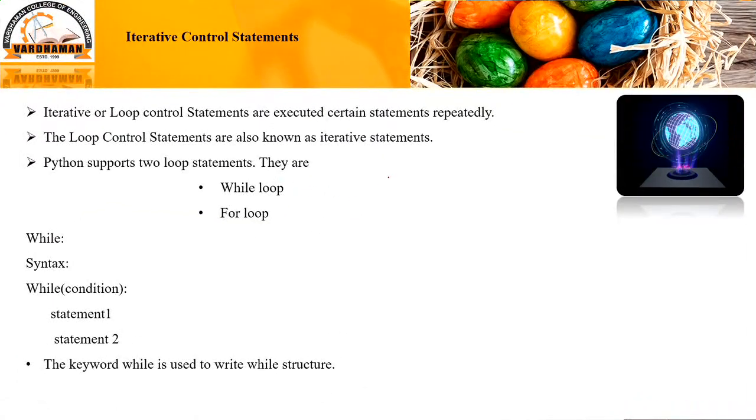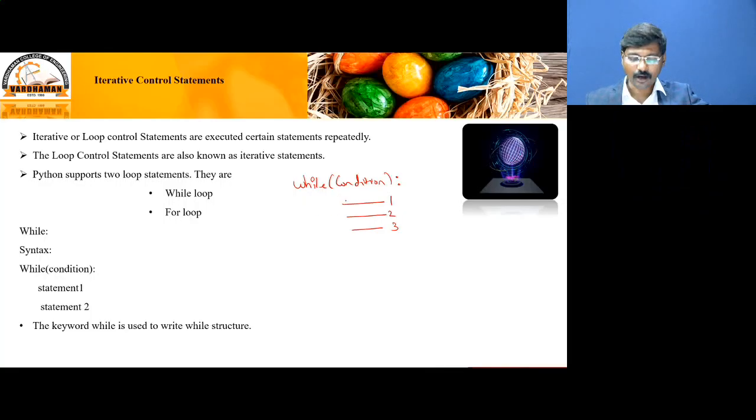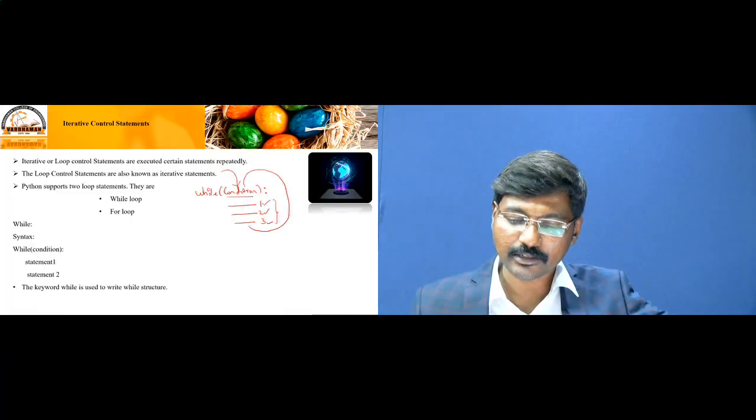Now, while has its syntax: while followed by condition, and then we have a block of statements, statement number 1, statement number 2, statement number 3. Let us now understand how exactly this while iterative control statement would be working. First, the controller will come to the condition, that means while, and this condition will be checked.